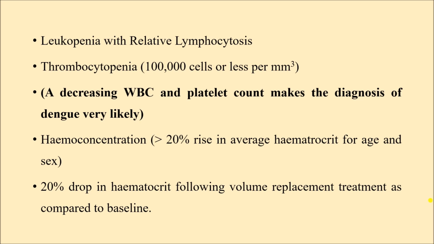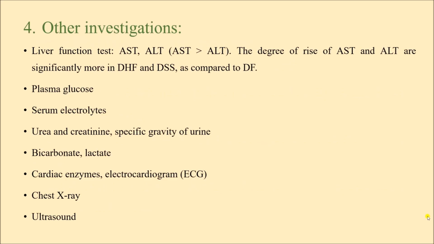Also, when we give the volume replacement treatment or therapy by intravenous fluid administration for management of dengue, there is a 20% or more than 20% drop in the hematocrit level. So these are the important blood picture in case of dengue. So now we have diagnosed dengue. Also, from the complete hemogram, we have known about the status like hematocrit level, WBC count, platelet count, etc.